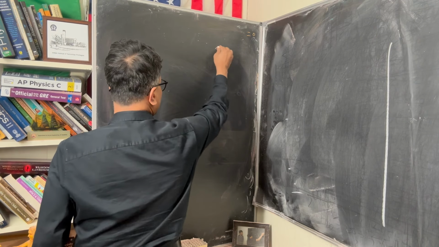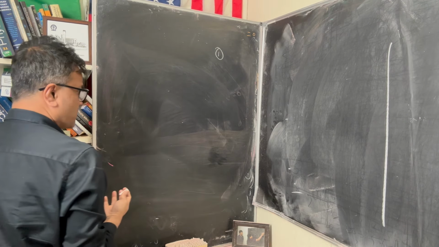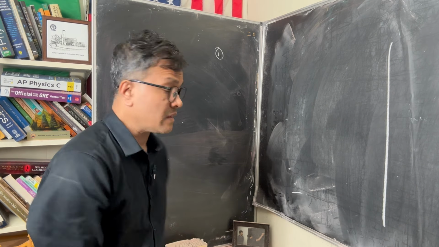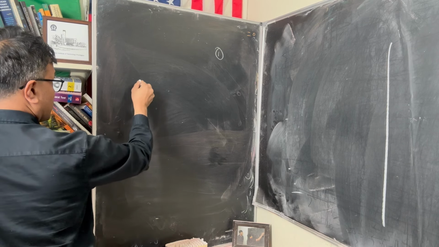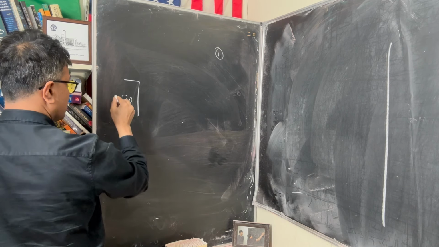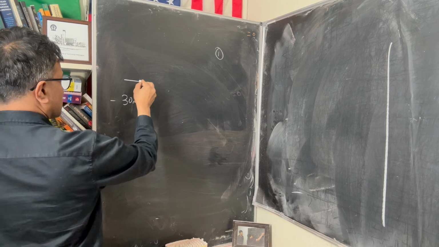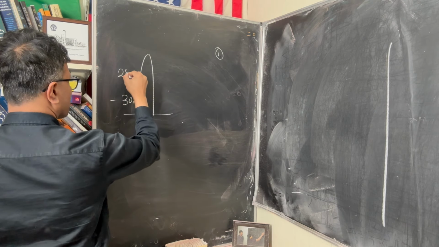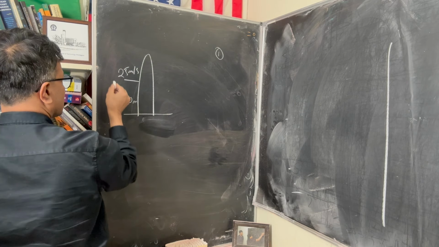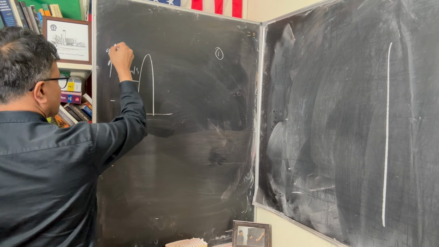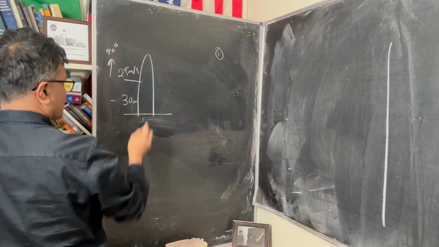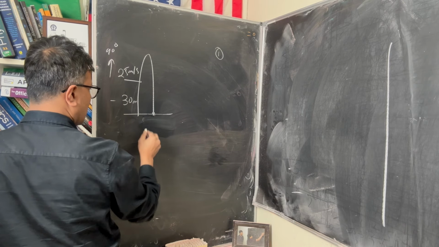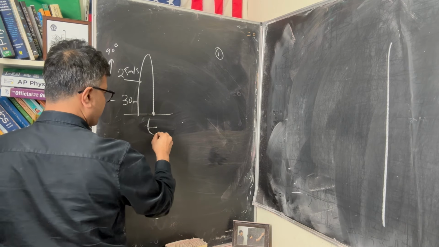Problem number 1, I put two things together. One is the projectile motion, one is the dropping. You have a height which is 30 meters. You are 30 meters above the ground, and you throw a ball with 25 meters per second upward, which is 90 degrees, right? That's your initial velocity. Then this ball will hit the ground at time TA.